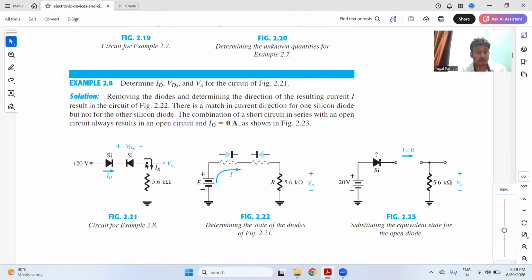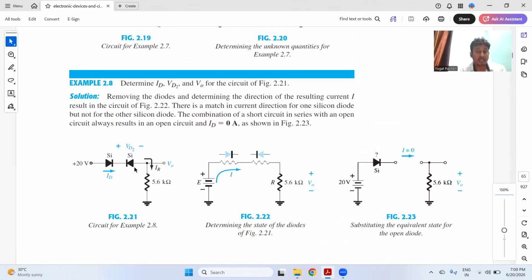Now you can see this particular circuit, figure 2.21. You can see there is a voltage of 20 volts, and there is a silicon diode. These two diodes are not connected in the similar configuration. One has P positive, N negative. But here these two diodes are connected back to back, meaning both the N are connected to one end and both the P are connected to the far end. So this one is forward biased and this one is reverse biased.